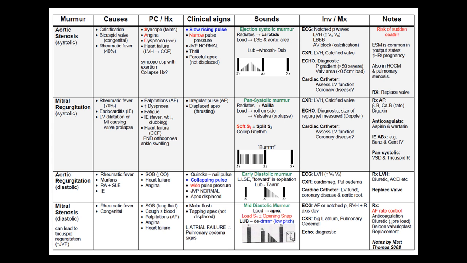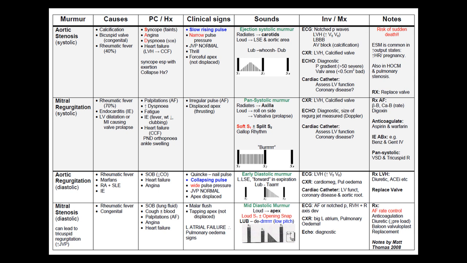An ejection systolic murmur is common in high cardiac output states, or in a state where you have a high heart rate or you're pregnant. An ejection systolic murmur can also be common in HOCM, hypertrophic obstructive cardiomyopathy, and pulmonary stenosis as well. The treatment is to monitor if it's not very bad, but if they're symptomatic and it's getting worse, you need to replace the valve.